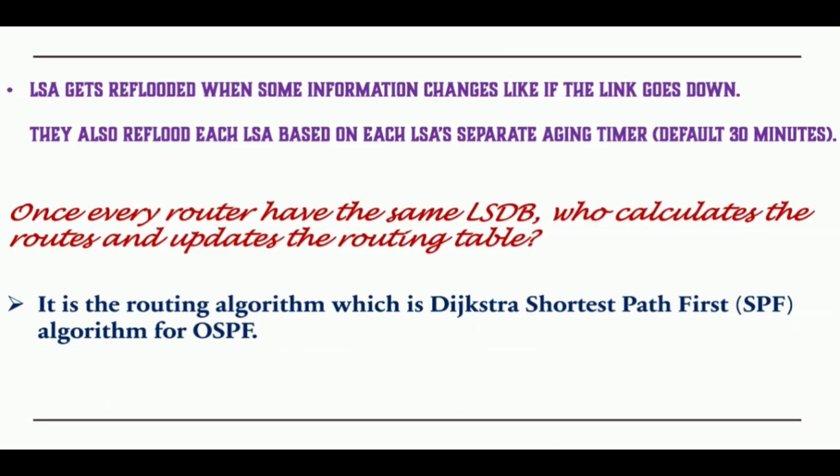LSA gets reflooded when some information changes, like if the link goes down. They also reflood each LSA based on each LSA's separate aging timer, default 30 minutes. Once every router has the same LSDB, who calculates the routes and updates the routing table? It is the routing algorithm, which is the Dijkstra Shortest Path First, SPF, algorithm for OSPF.